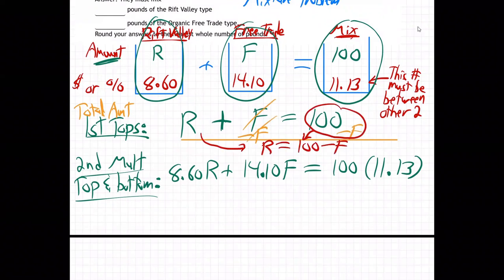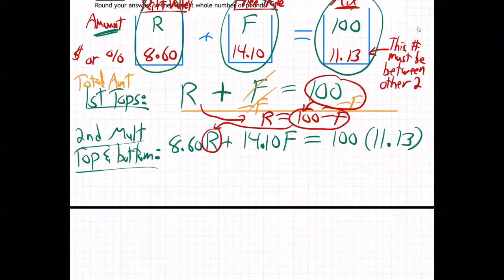So take the first equation and get one of the letters alone. It really doesn't matter which one. You get R alone or F alone, doesn't matter at all. I got R alone. And then grab that and plug that in for R right there. So get one letter alone in the first equation and plug it into the second.